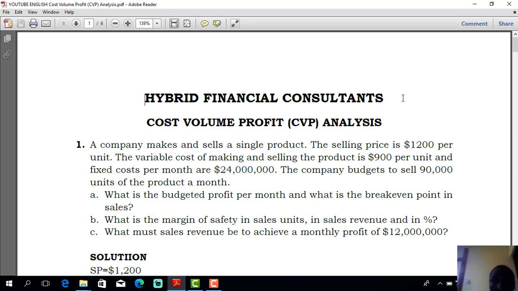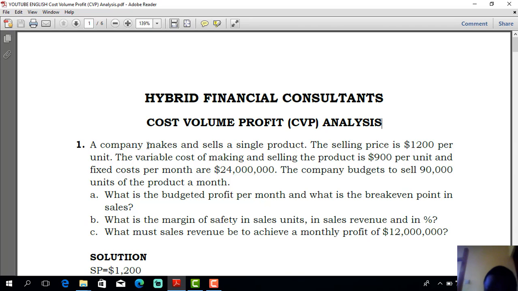And today we're just going to take a look at a question involving cost volume profit analysis. If you have heard the topic cost volume profit analysis, now just go directly to one example. So this is our example.